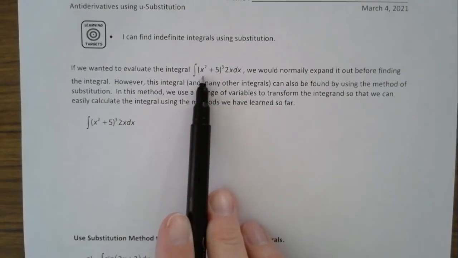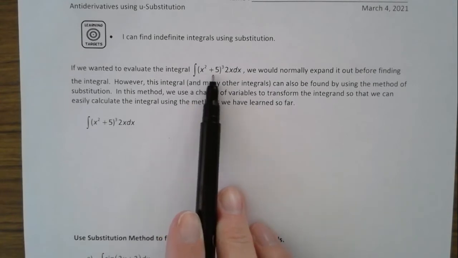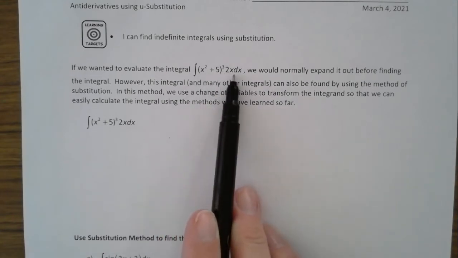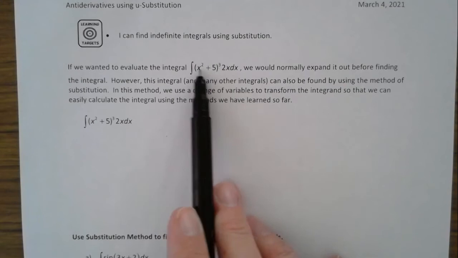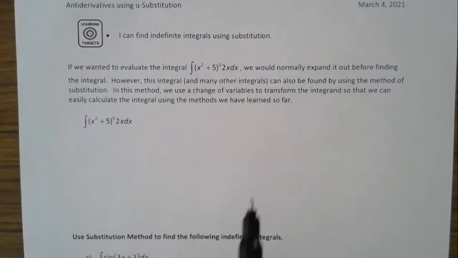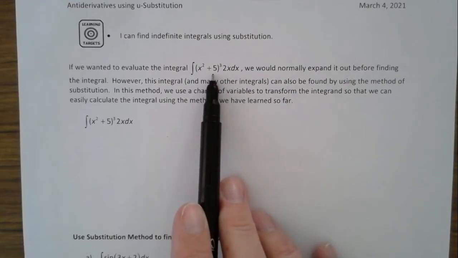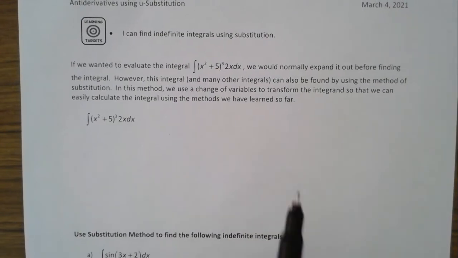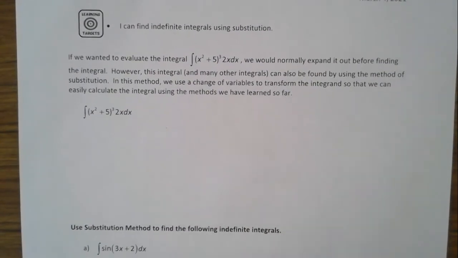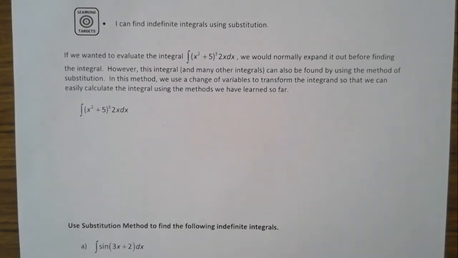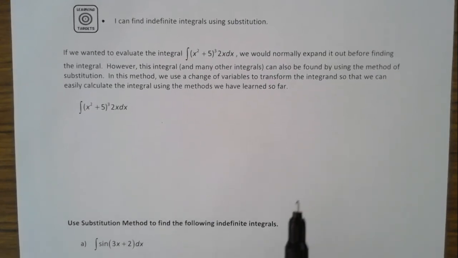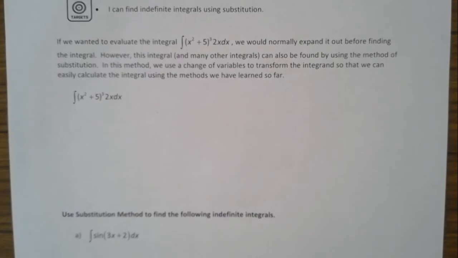So what if I gave you the integral of (x squared plus 5) raised to the third power times 2x dx? We could multiply all this out if we wanted to, but that would be really time consuming and definitely cumbersome. So there's another method that we can use called U-Substitution. I'm just going to give you a little bit of an intro to U-Substitution today, and then we'll be working more with it when I see you next week.